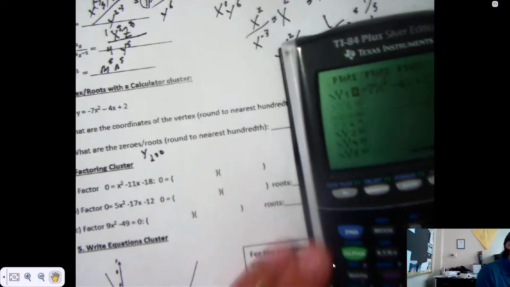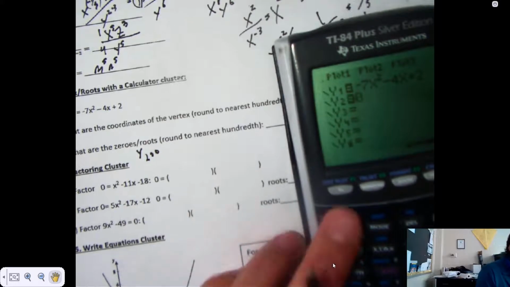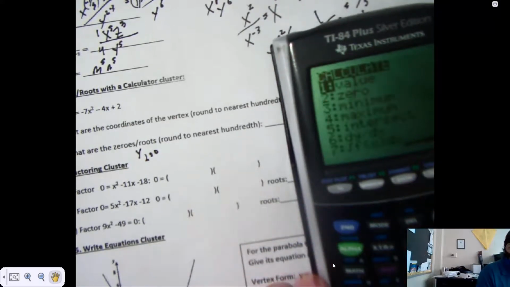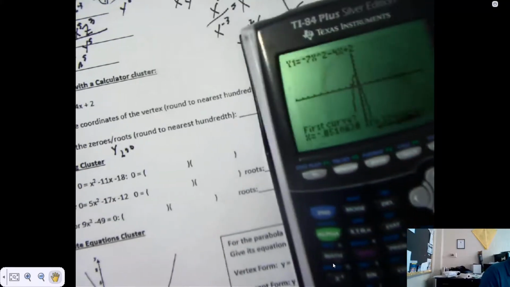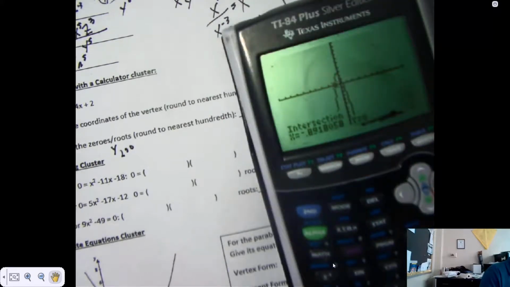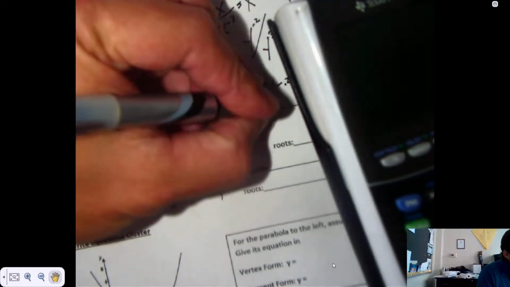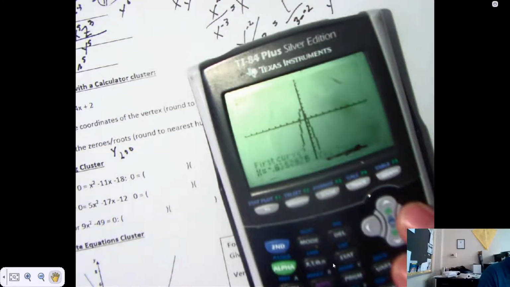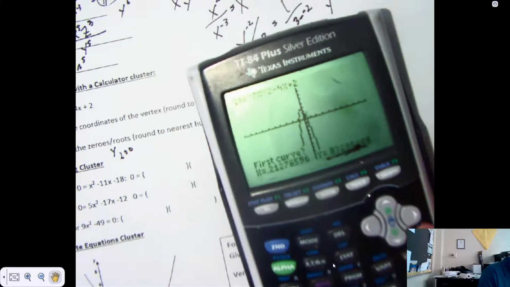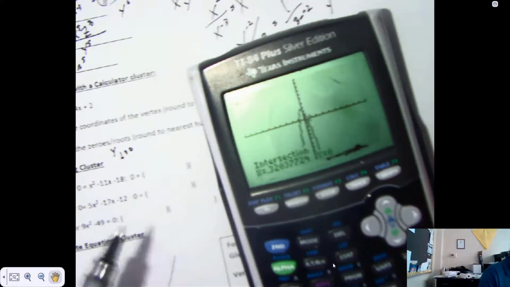So you go to y2 and you throw in a 0, and then you do your second trace 5 to intersect. You'll get your little cursor close to a left zero and you'll press enter 3 times, enter, enter, enter. There is a root, negative 0.89. There's another one, it's right over here. Second trace 5 again. Get it close, enter, enter, enter. 0.32.